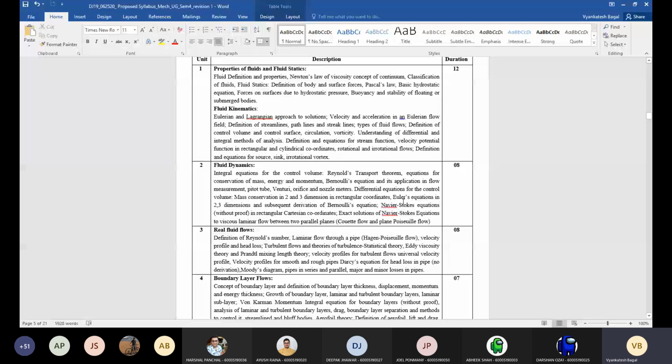Then the differential equations for the control volume. Just now we talked about control volume. And then the mass conservation equation in 2 and 3 dimensions in rectangular coordinates. We are going to derive those equations. Then Euler's equation in case of 2 and 3 dimensions, and the derivation of Bernoulli's equation from Euler's equation. And up to this point, it is somewhat simple. This part is somewhat simple.